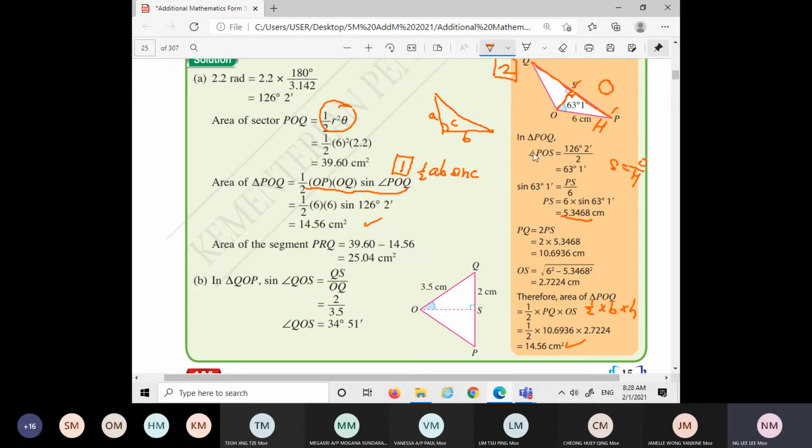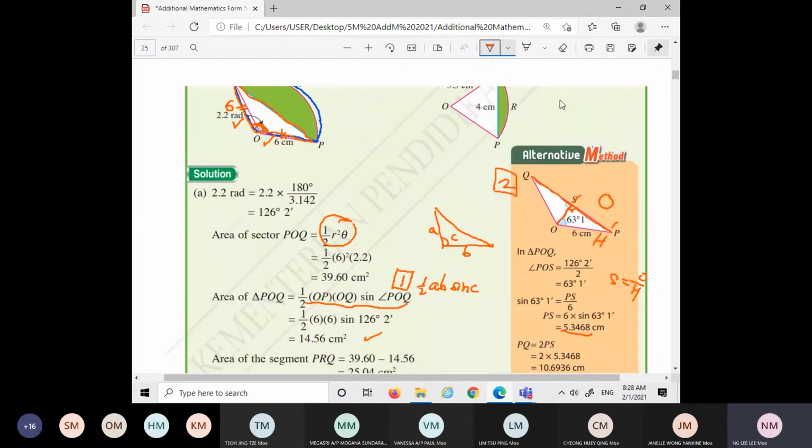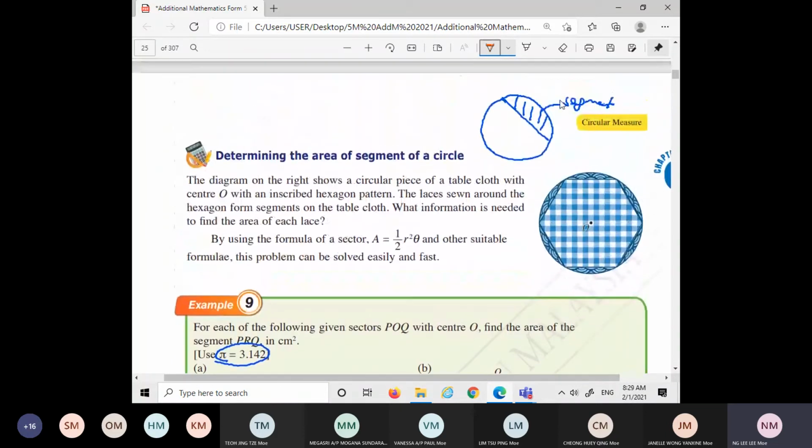This is the second method. Actually from here, they have come up with a formula that you can memorize. If you don't want to use half AB sin C, or this method of finding the base and the height, you can straight away memorize a formula, if you are the type who likes to memorize a formula. This is one shot.